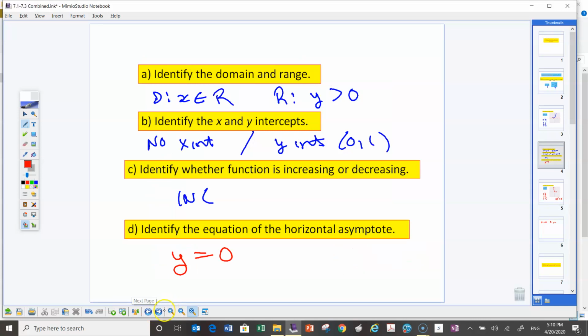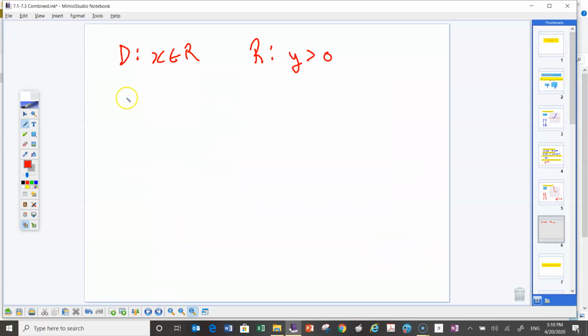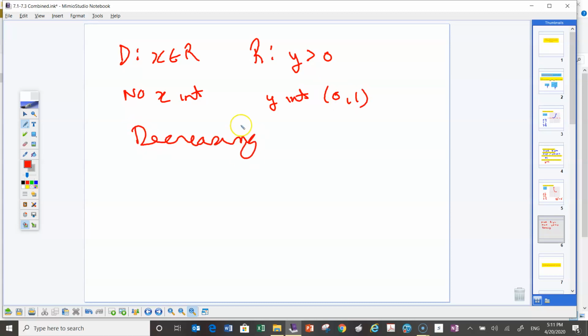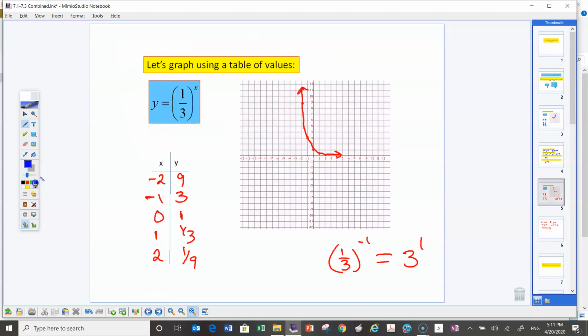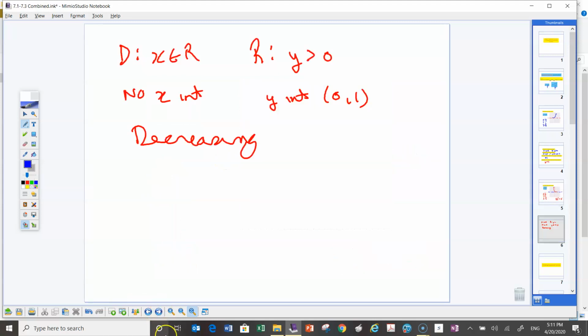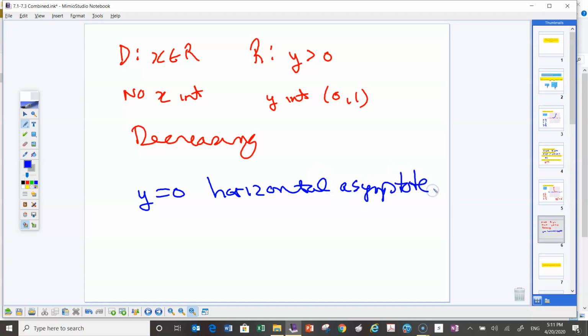As far as the x and y intercepts go, there are no x-intercepts again. I have a y-intercept at the point 0, 1 again. This graph is decreasing as it goes from left to right. And again, if I look at a horizontal asymptote, the x-axis, which is y equals 0, is the horizontal asymptote. And that is the information for that graph.